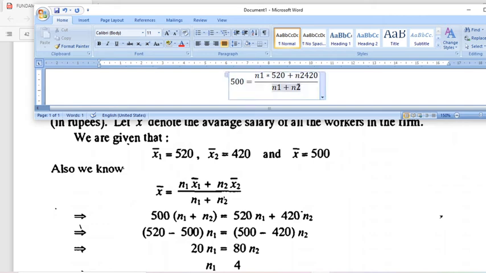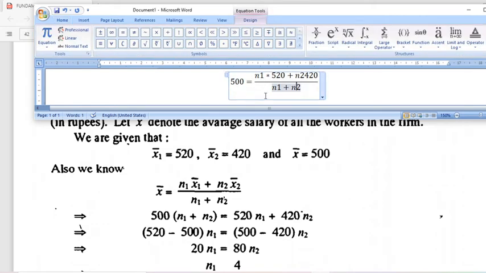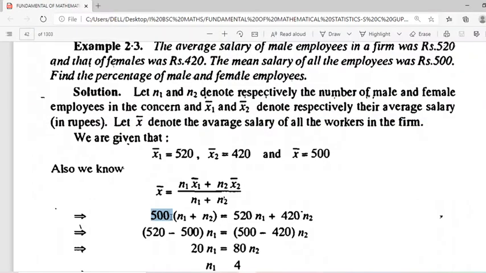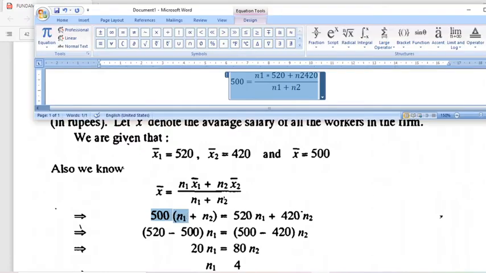So in this formula, what do we have to find out? We have to find out N1 and N2. Then only we can find out the percentage. Okay, so we can move this. It is represented like this. We can move that N1 plus N2 to the left side.